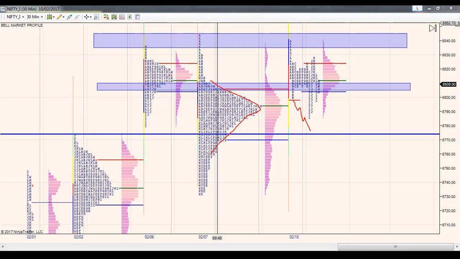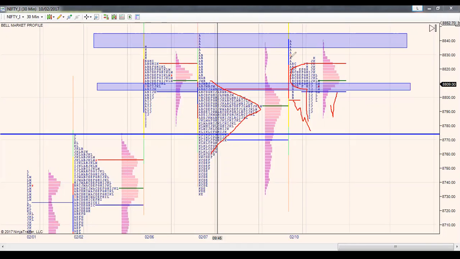But we did get a break. We did break from this consolidation in the morning, and we tagged this composite point of control, went below it, but did not find anything below it, so we just reversed back. Now the early part was a B for sure, but if we draw another profile like this, now what we get is a Q shape.